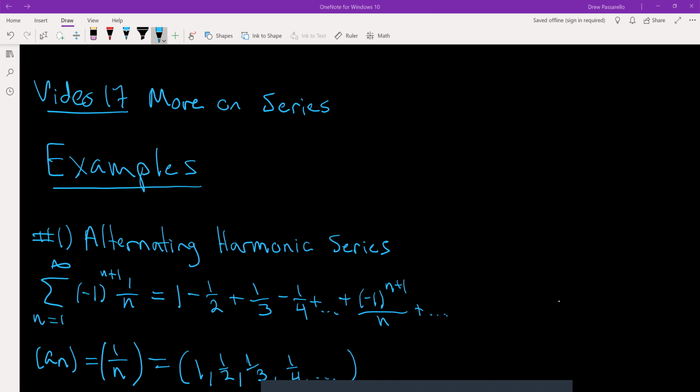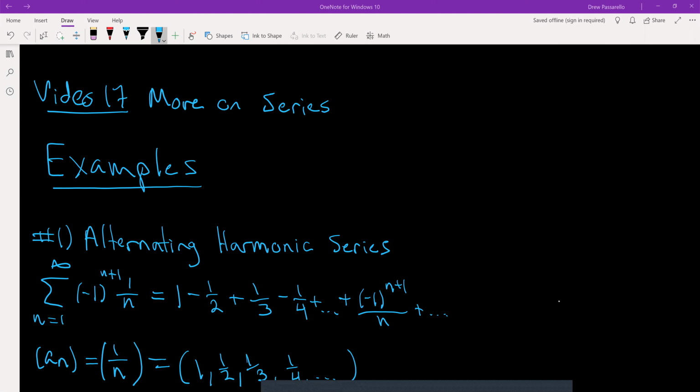So the alternating harmonic series, that's the series that basically alternates the minus sign, so it goes from 1, then minus 1/2, positive 1/3, minus 1/4, and so forth. So it takes the series of the format -1 to the n plus 1, times 1 over n. So this is an alternating series.